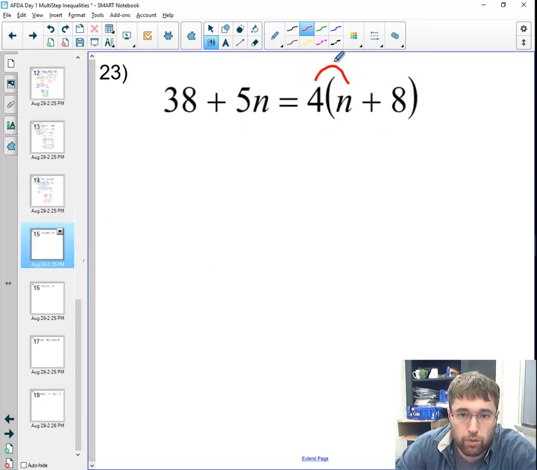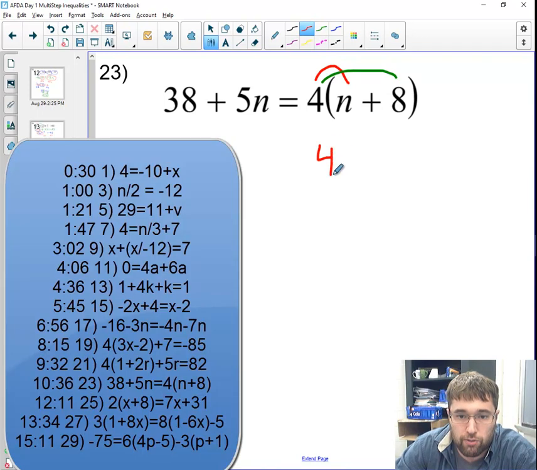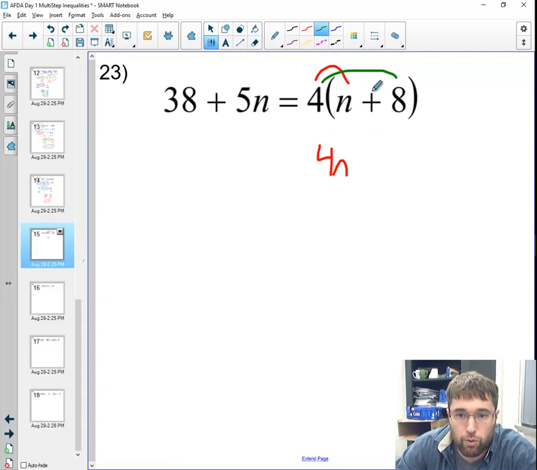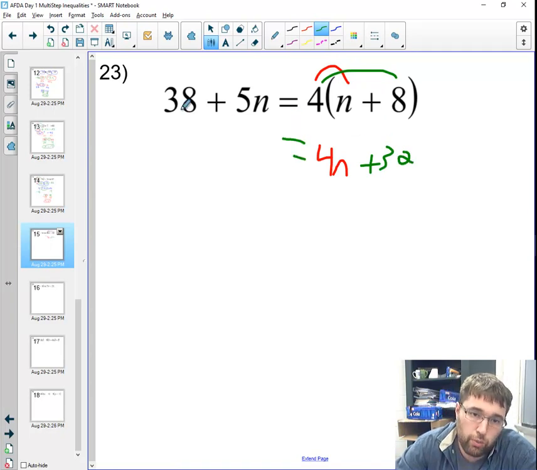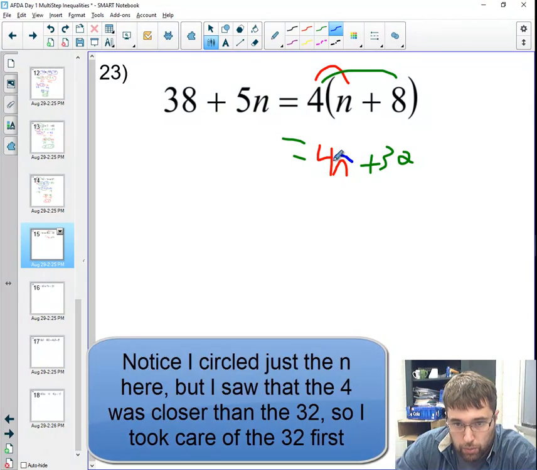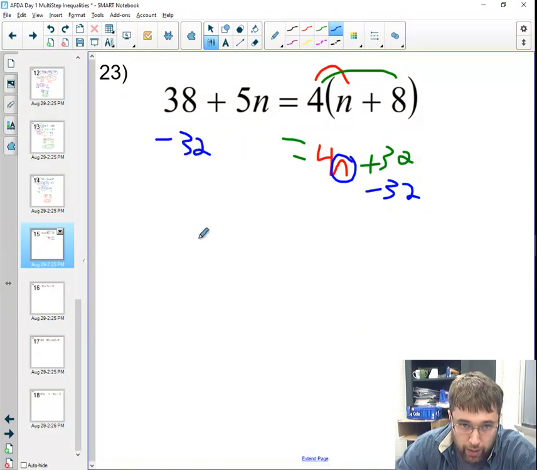Next one, distribute. We have 4 times n is 4n. 4 times 8 is 32. And I'm going to be lazy. I'm going to do this little trick where I keep this up here because of the equal sign, nothing changed on the left, but it did change on the right. So now I circle the variable, take care of the hater, which is positive 32. So I'm going to subtract 32 from both sides. And then I rewrite it now.